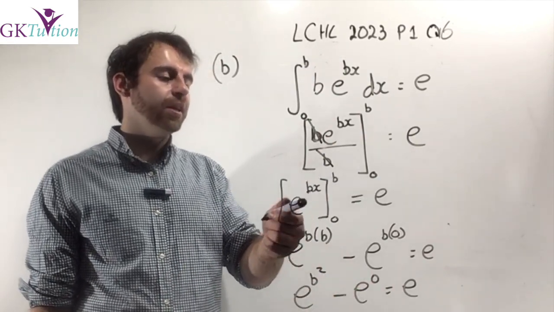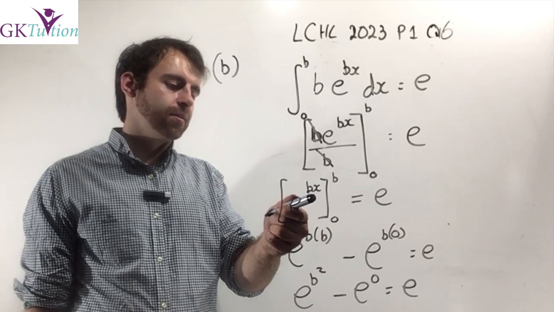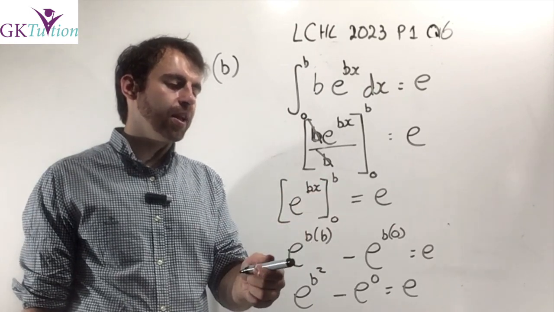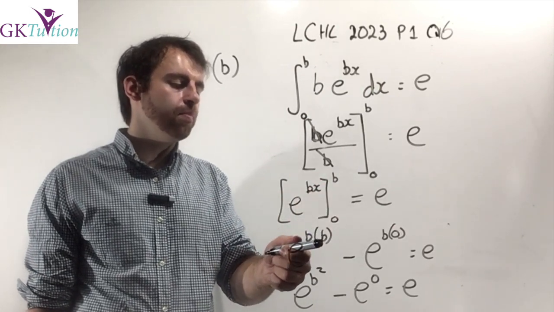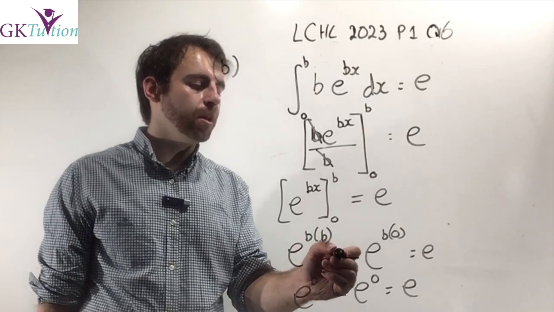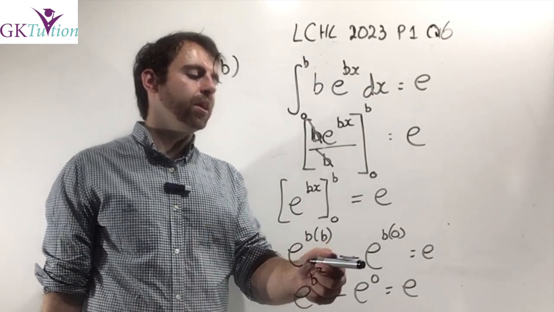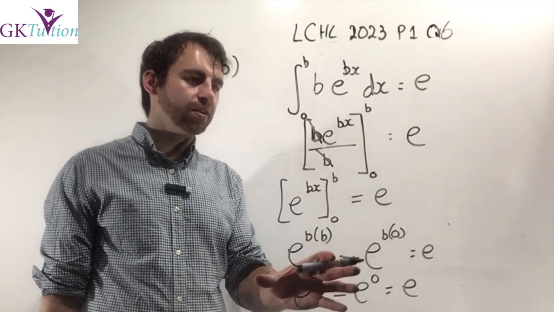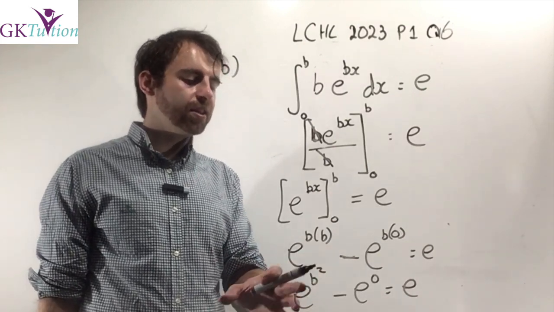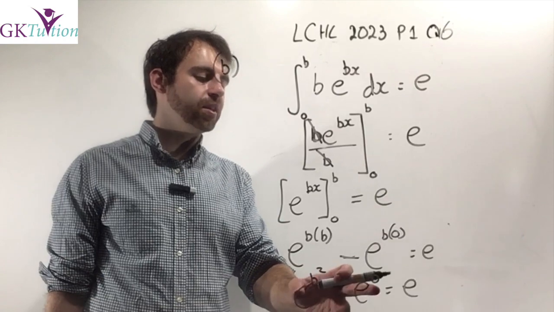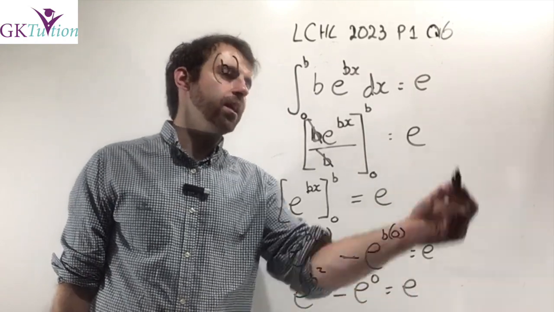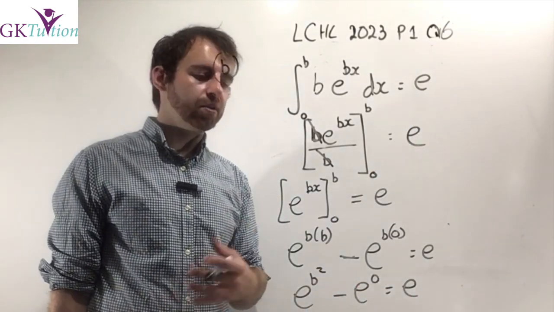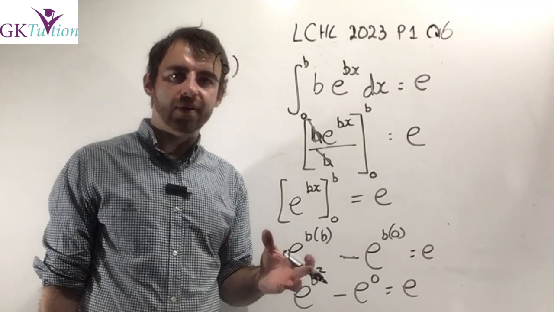I'm only subbing in to e to the power of bx. If you sub in the upper limit, you get e to the power of b times b. And then when you're subbing in the lower limit, you put a minus between them and it becomes e to the power of b times 0. In other words, the left-hand side simplified now is e to the power of b squared minus e to the power of 0, and that's equal to e as it has been all along. So let's now try and solve this to figure out a value for b.